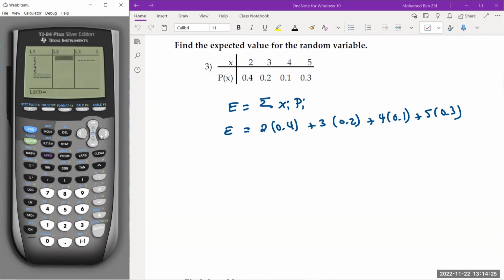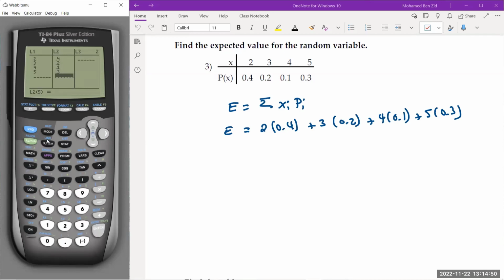And on the second column, I can put either way. I can put either the probabilities or I can put the frequencies. Both of them should be correct. So if I have to put the probabilities, it's going to be 0.4, 0.2, 0.1, and 0.3.